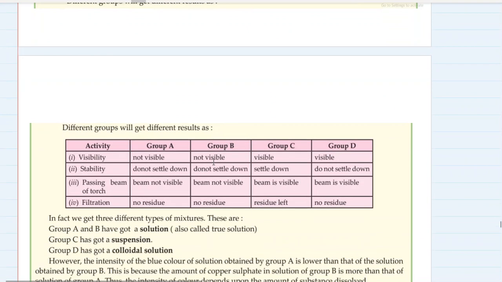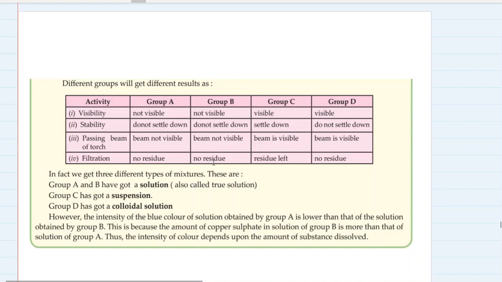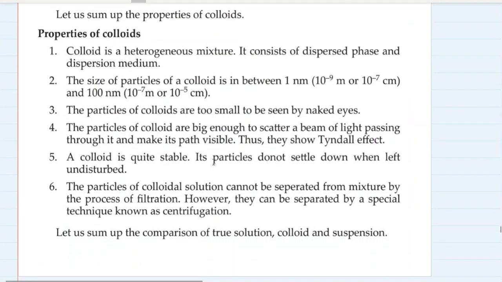So we differentiate on the basis of the visibility of the path of light, that is Tyndall effect. We differentiate on the basis of stability. In solutions and colloids, the particles do not settle down, but in suspensions the particles settle down, that is the stability of the solution. Then filtration. In true solutions and colloids, the particles cannot be separated by filtration, but in suspensions the particles can be separated by filtration. So yeah, these are the points of differences.